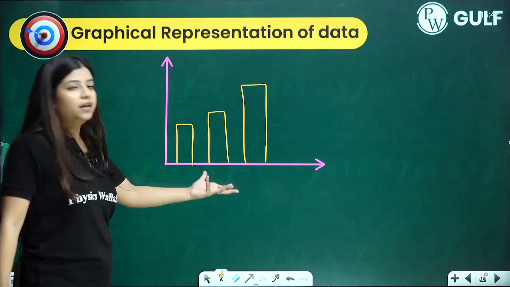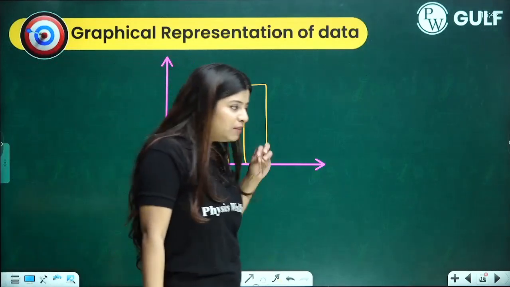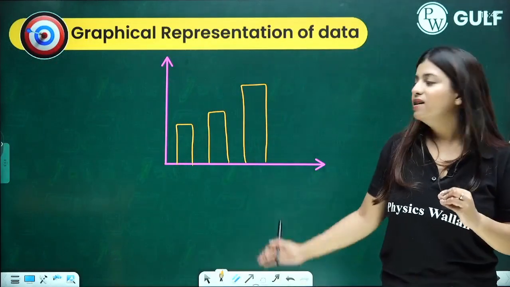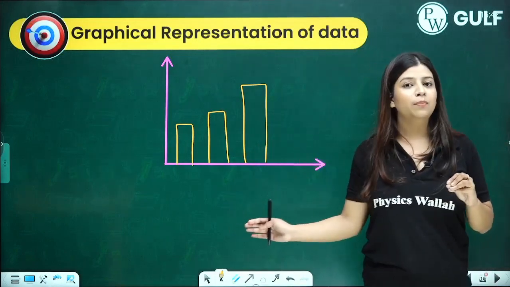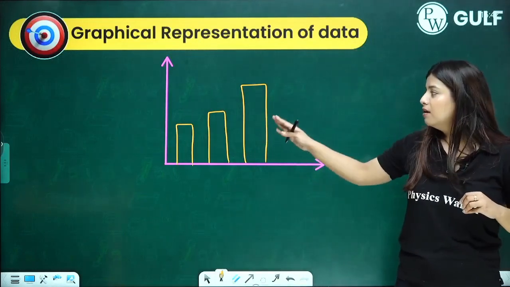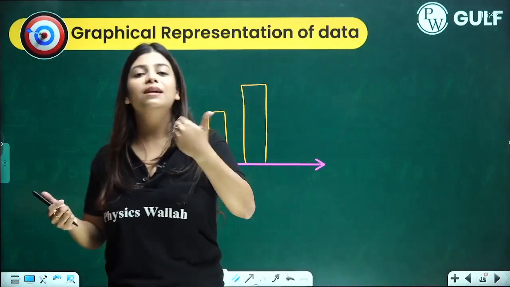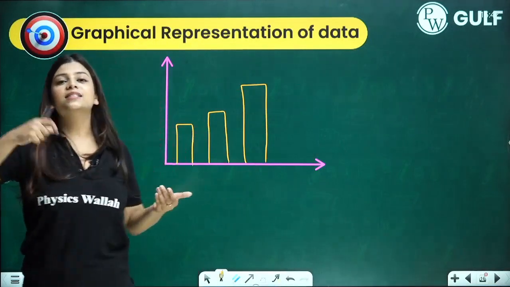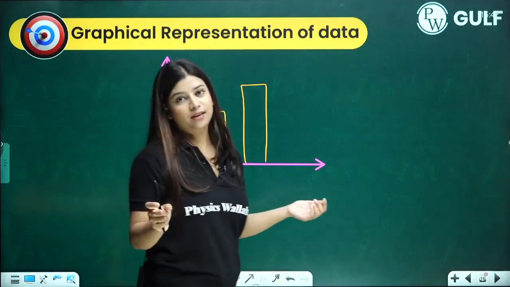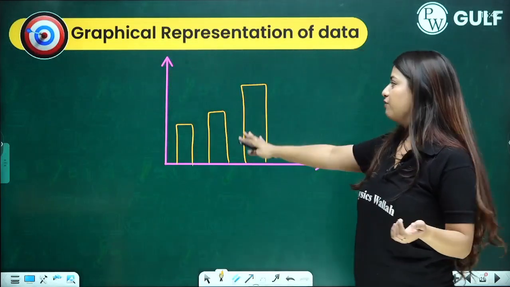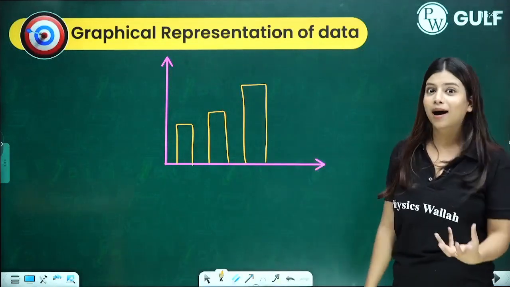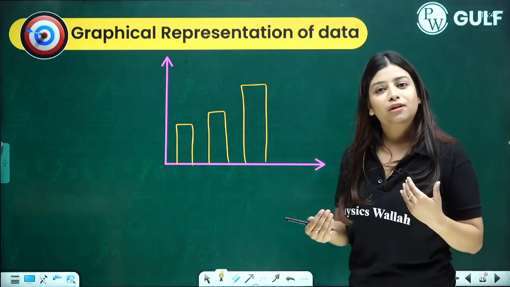So from this data, without even seeing any numbers, it is very clearly visible that the population that we are talking about is growing year by year, right? It is growing year by year. So this is what we have. We know that this is a bar graph. So this is one graphical representation.